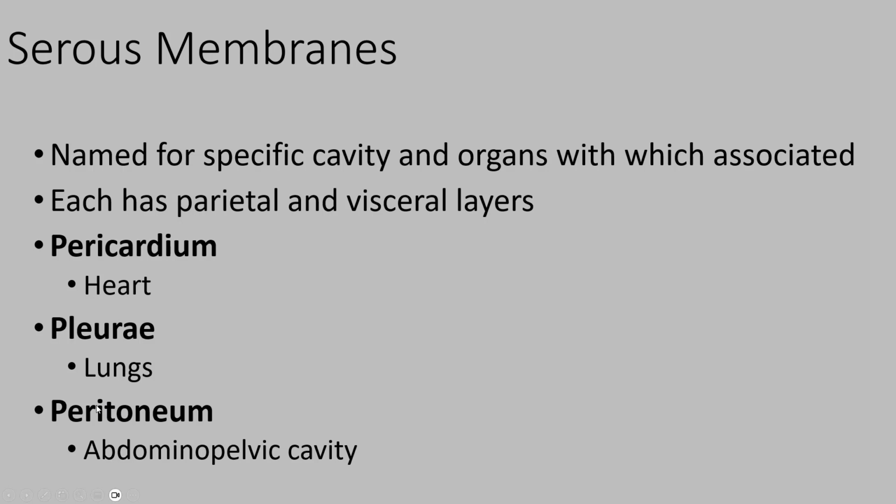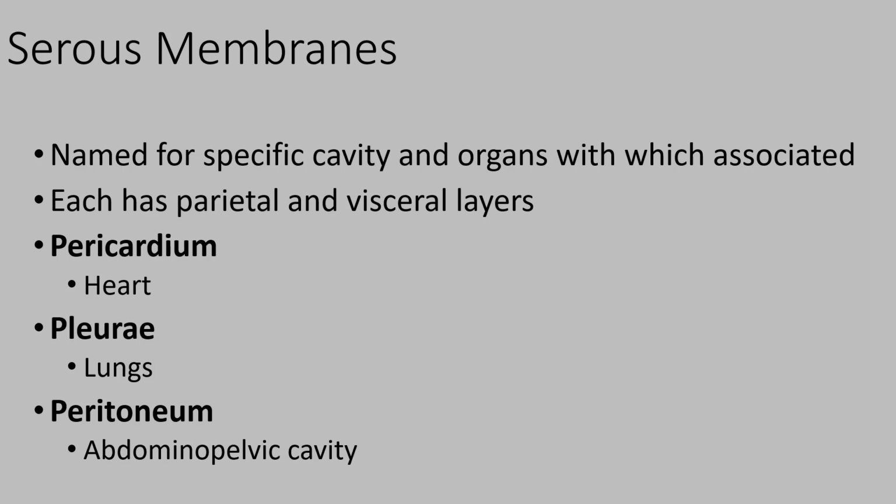And around all of the organs in the abdominopelvic cavity, there is a very, very large serous membrane called the peritoneum. There is a parietal peritoneum and a visceral peritoneum. And the visceral peritoneum sits on the surface of all of the organs in our peritoneal cavity. The peritoneal cavity is the abdominopelvic cavity.